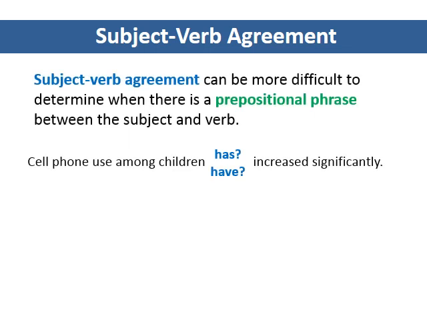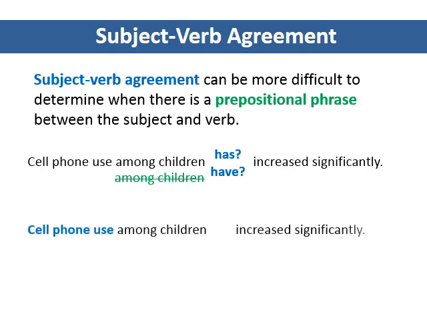Let's look again at the sentence. Subject-verb agreement can be more difficult to determine when there is a prepositional phrase between the subject and verb. Notice the noun that comes before the verb, children. Children is plural. However, it is part of a prepositional phrase, so children is not the subject of the sentence. The main subject is cell phone use, which is singular. Therefore, we use the singular verb has.